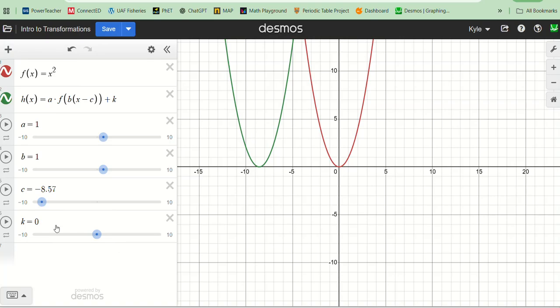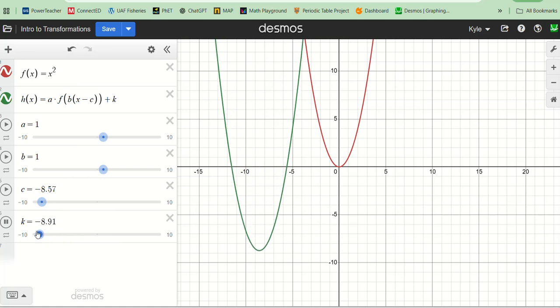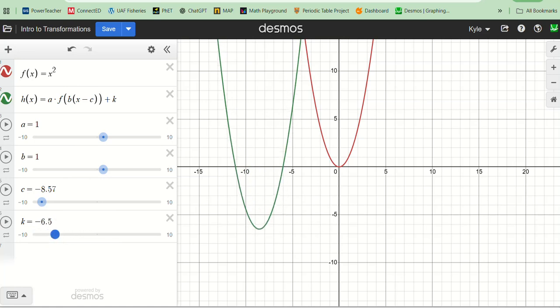K. If K is positive, what do you think? And if K is negative? All right, let's check it. So we'll let this one go. We'll just get real crazy. We'll wait first. If K is negative, it goes down. So for example, check it out. At negative 7, how far down did it go? 7. Hey, that's pretty convenient.